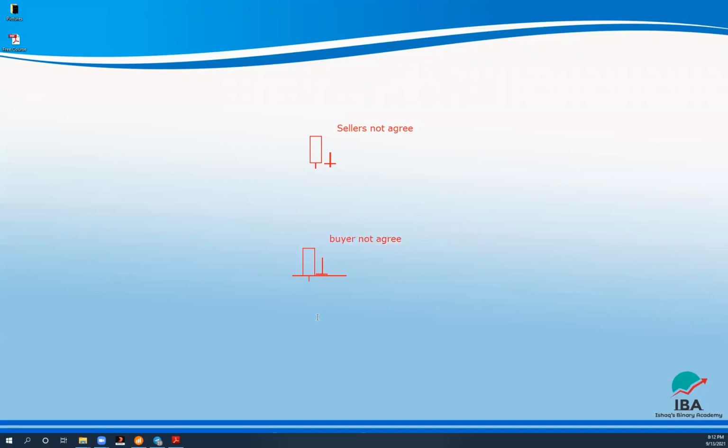If the seller does not agree, then this is a communication to the buyers that you can continue. I am not agreeing to continue the price, so now I'm giving you a chance. I'm giving you the reason of the doji. You can continue. So buyers will continue, right? And here who is not agreeing?